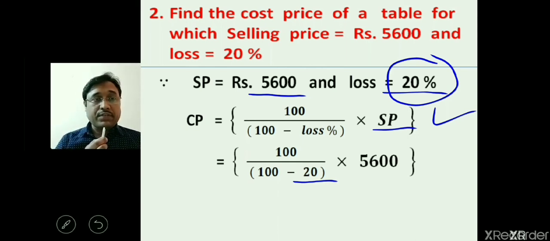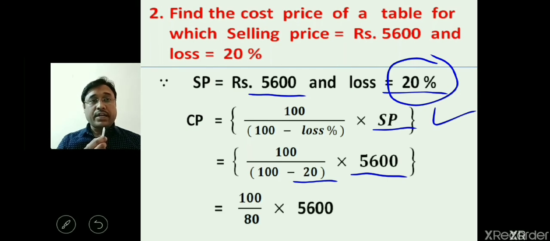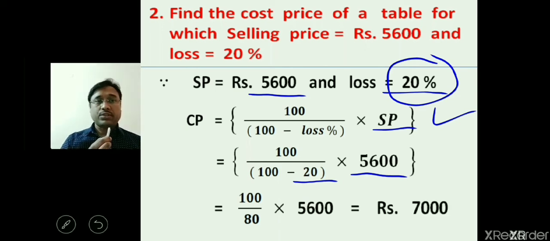That is the loss percent value. So 100 minus 100 by 100 minus 20 into 5600, that is the selling price. Then 100 by 80 into 5600, this you will solve, then you will get 7000 rupees.